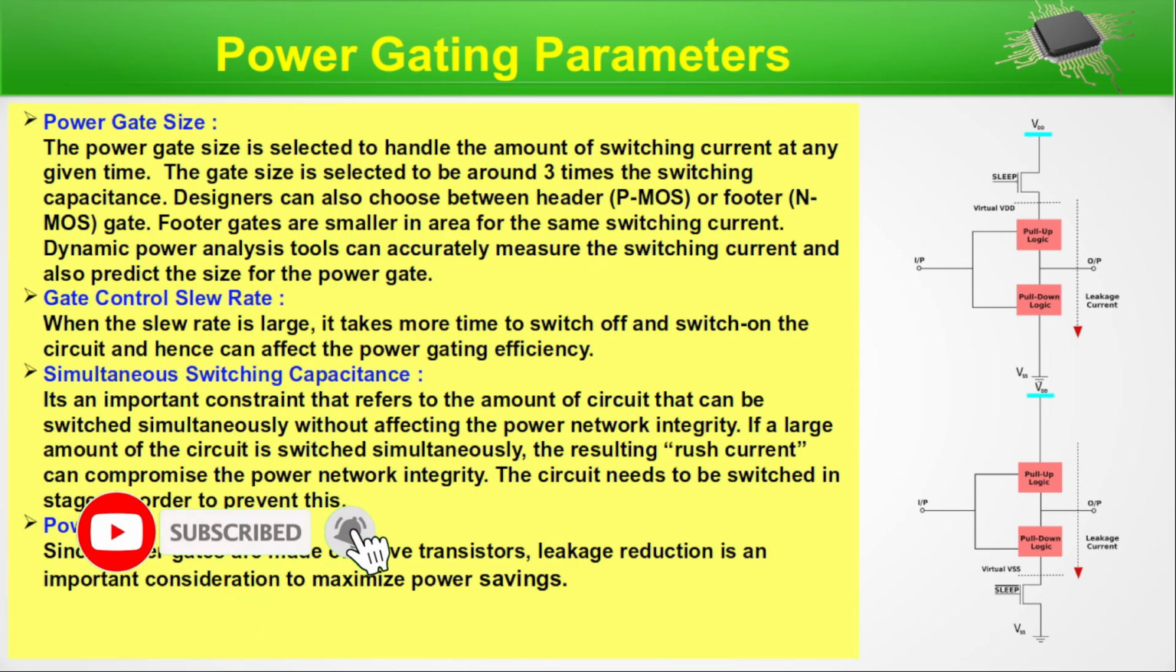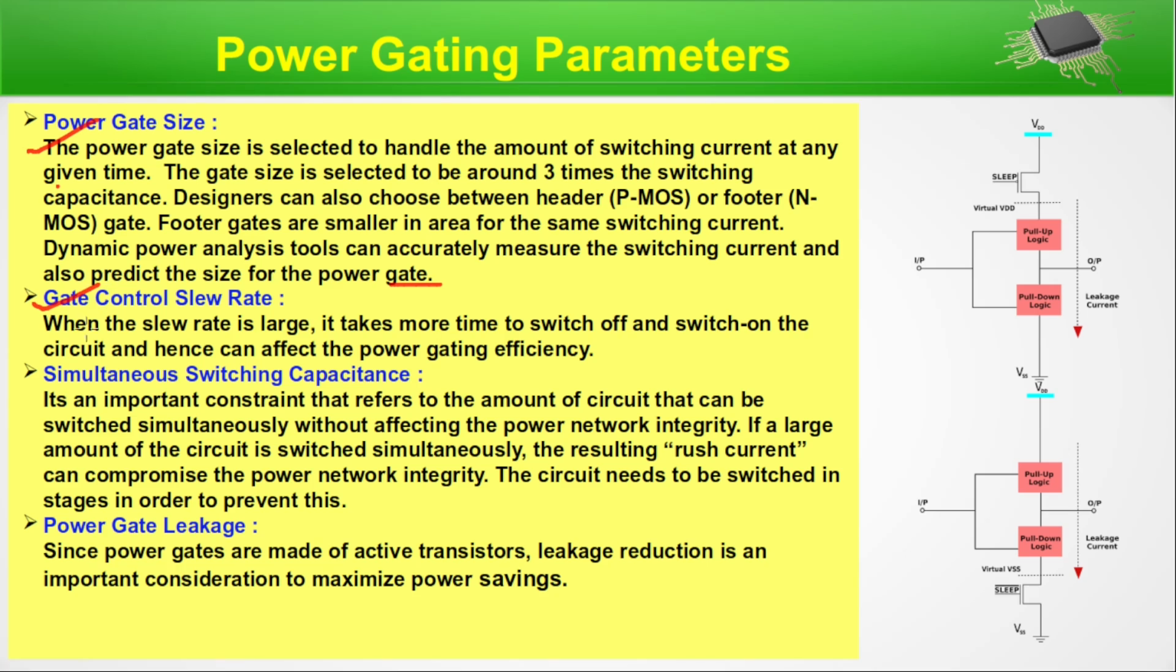What are the parameters in power gating? Power gate size. The power gate size is selected to handle the amount of switching current at any given time. There should be a match. Otherwise, if that transistor cannot handle the switching current, then it's a mismatch and circuit performance will degrade. The gate size is selected to be around 3 times the switching capacitance. The designers can also choose between header or footer gate. Footer gates are smaller in area for the same switching current. Dynamic power analysis tool can accurately measure the switching current and also predict the size for the power gate.